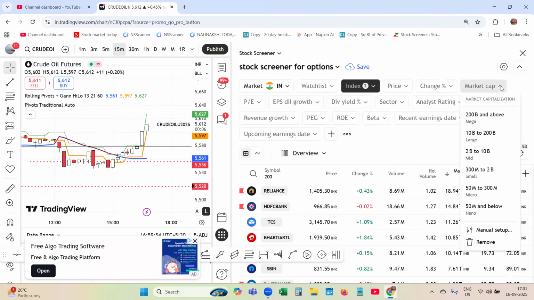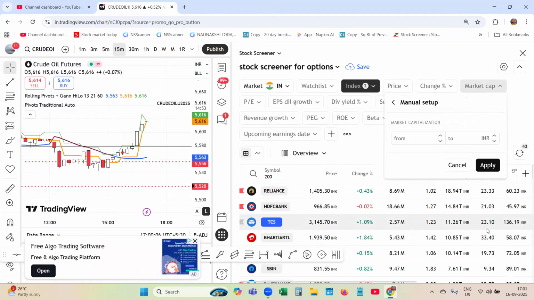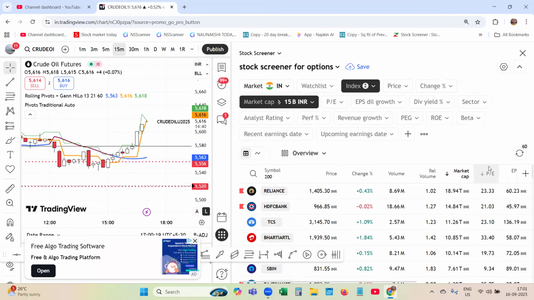Now I need to select market capitalization. It is already there and you can click on that, but what I'm going to do is go for the manual setup and enter 15 billion, and I'm applying it. That is the next step.